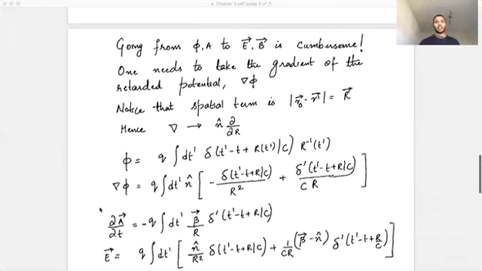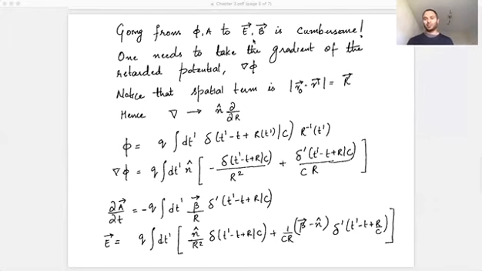Okay, like I said, going from phi and A to E and B is going to be cumbersome. What do we need to do? If you remember the equation to go from the potentials to the fields, the electric field was the gradient of phi, plus a time derivative of A. So we are basically doing spatial and time derivatives of phi and A. So let's look at what they work out to be. Let's say we want to do the gradient of phi. So it's a spatial derivative. Gradient of phi is a vector.